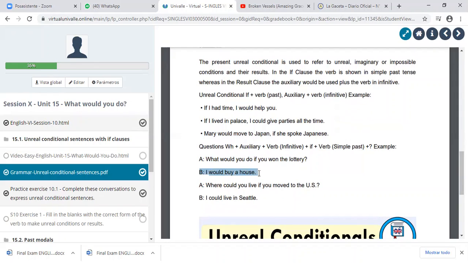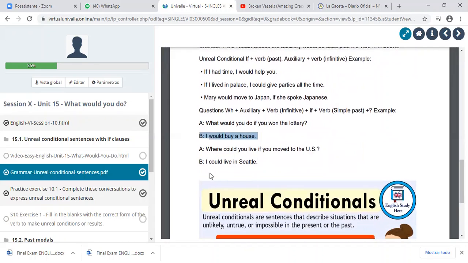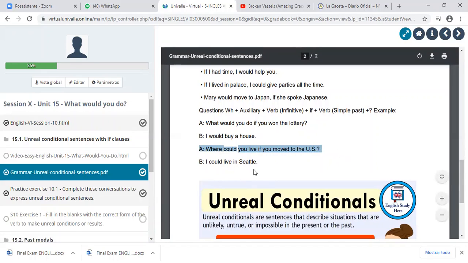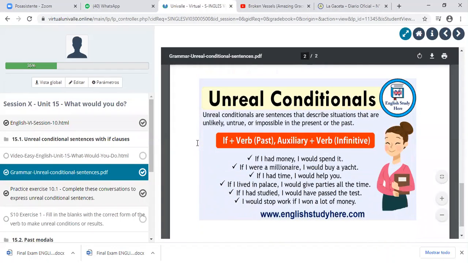An answer, I would buy a house. Okay, a possible answer. Me compraría una casa. Another example. Where could you live if you moved to the United States? ¿Dónde vivirías si te movieras a los Estados Unidos? A possible answer, I could live in Seattle. Yo podría vivir en Seattle, okay?